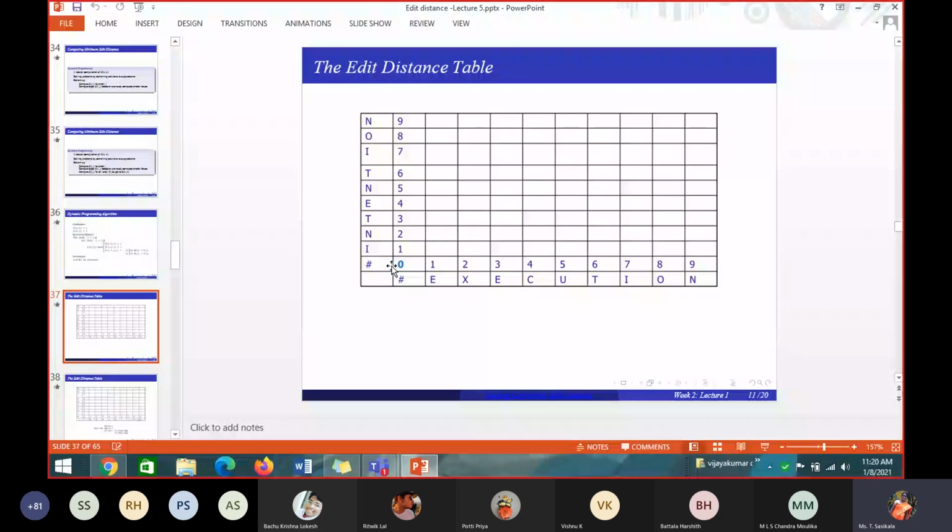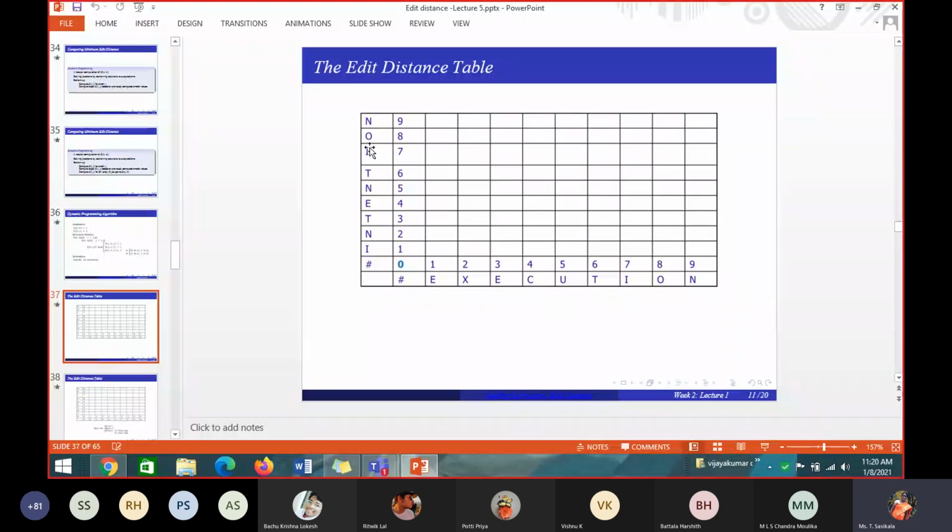Then intention, I-N-T-E-N-T-I-O-N. This is my input word. Please put it in the y-axis. Similarly, here you start with hash. Leave the first box. Here you start with hash, because for the 0th location, for first, what is the first output string character?